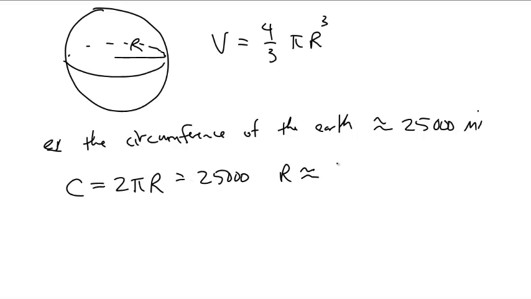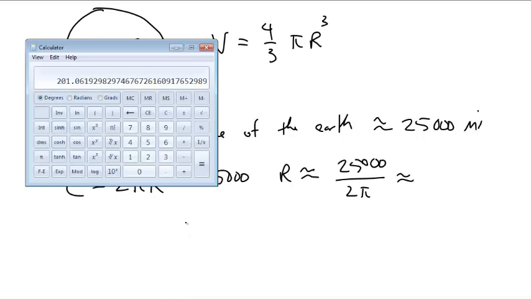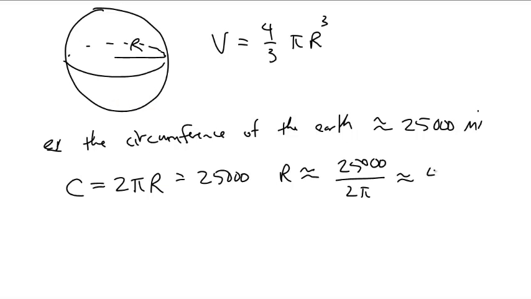So the radius is approximately 25,000 divided by 2 pi, which is 25,000 divided by 2 divided by pi equals 3,978. I'll say approximately 4,000. Let's be approximate. Approximately 4,000 miles.